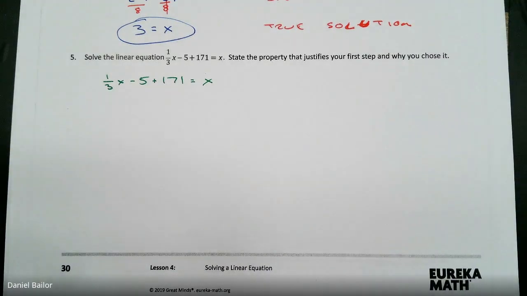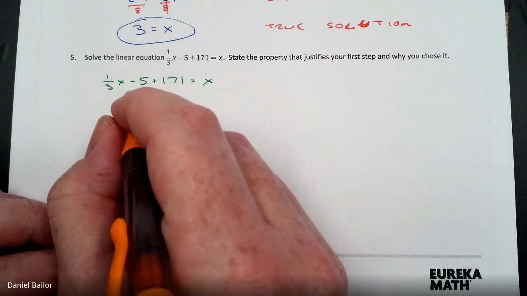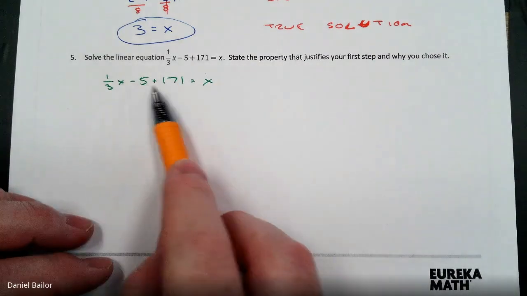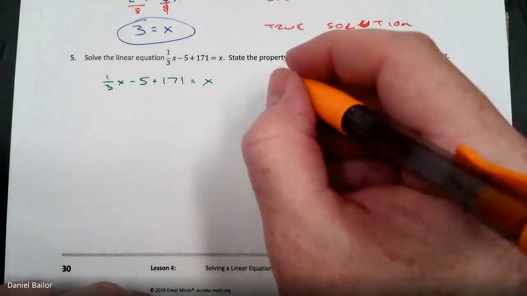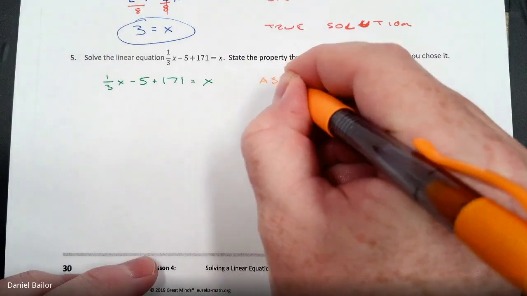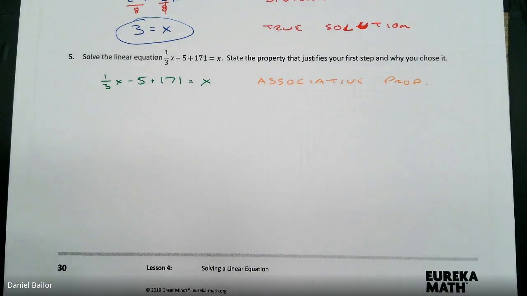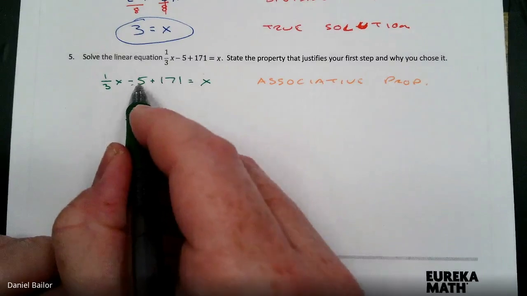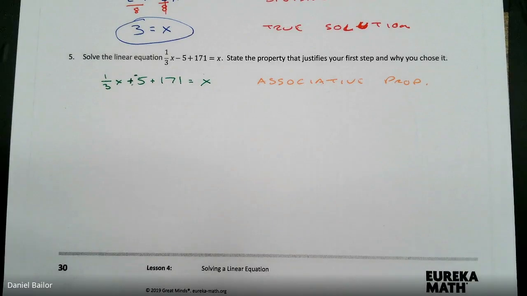Okay, so what do we want to do first? Well, the first thing I'm going to do is combine my like terms. I'm going to add this first. Now, this says minus 5 plus 171. I'm going to use the associative property first, and the associative property, remember, lets me make a group. So I'm going to change this minus 5 to plus a negative 5. That's important because to use the associative property, I need everything to be adding. And minus 5 and plus a negative 5 mean the same thing.